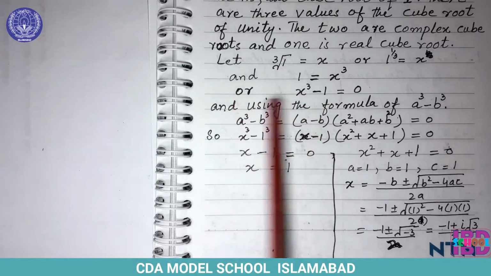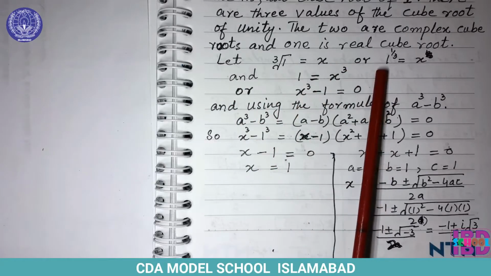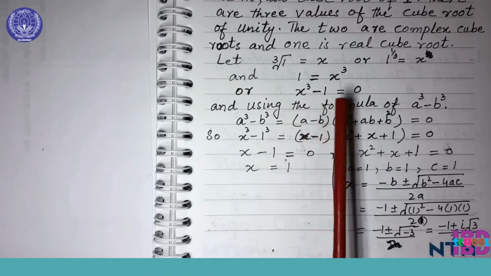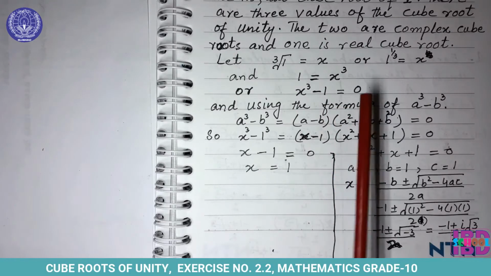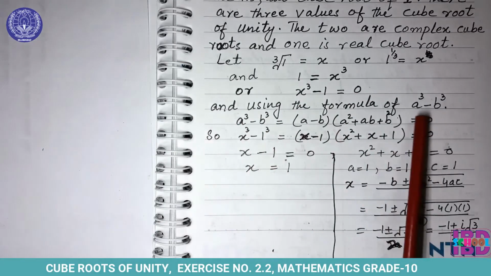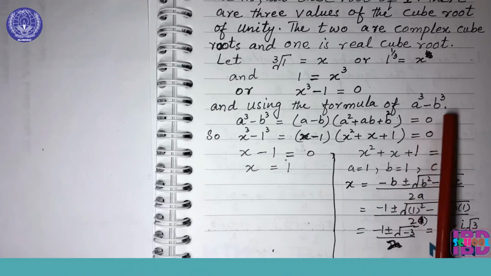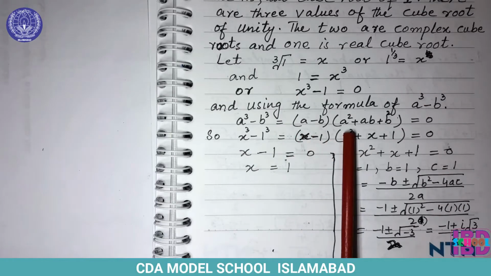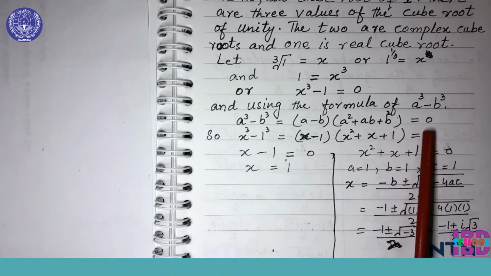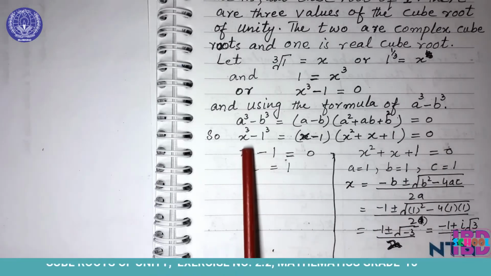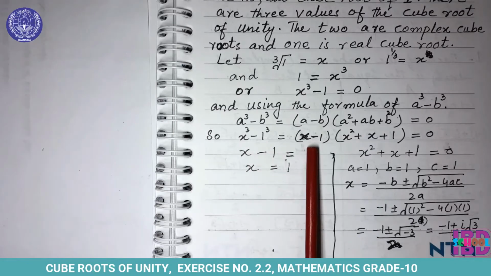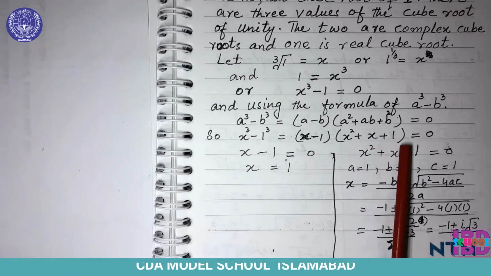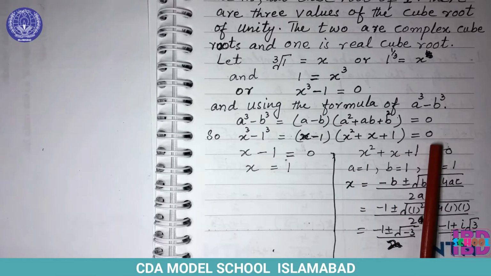Third step. Now shift 1 to the other side of the equation. So it becomes x cube minus 1 is equal to 0. From the algebraic identity a cube minus b cube is equal to a minus b into a square plus ab plus b square, now factorize x cube minus 1. It is x minus 1 into x square plus x plus 1 is equal to 0.